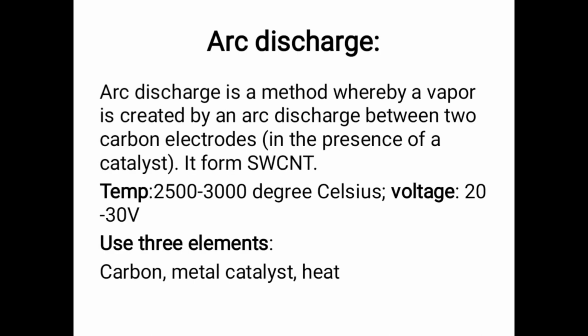Here is our next topic, that is arc discharge method. It is a bottom up approach method, and it is also a physical method of bottom up approach. So how does this process occur? This process creates a vapor by arc discharge between the two electrodes. These electrodes are made of carbon, and these are the cathode and anode.